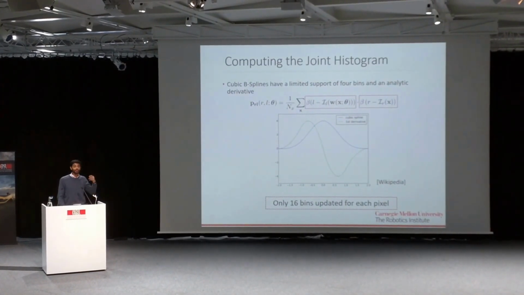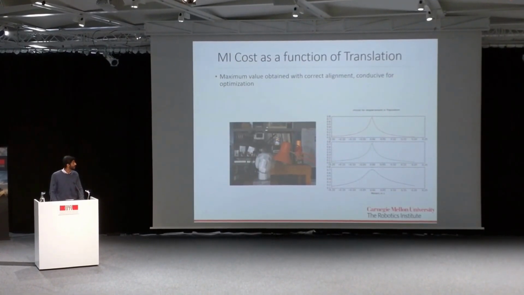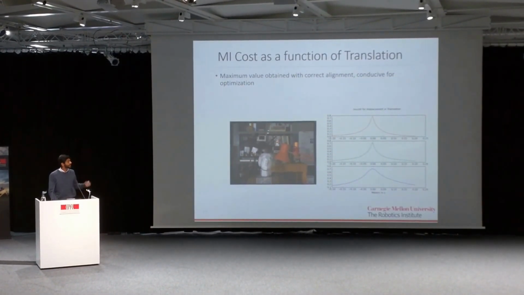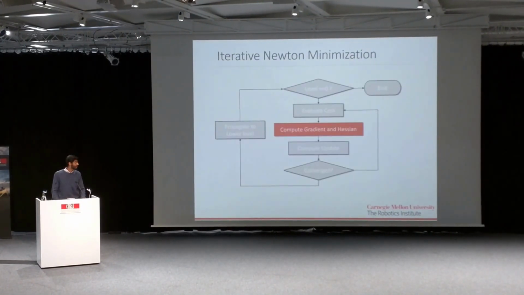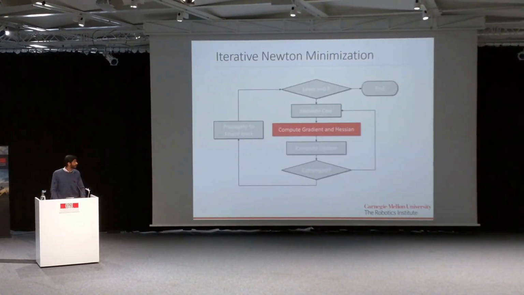Now you can just run through every single pixel in your 2 images, and at the end of the day, you get a joint histogram that you can compute. This is what it looks like for a real-world image. As you can see, you've got a clearly well-defined peak and smooth cost function, which makes it very viable for optimization. So the next part is computing the Hessian and the gradient.